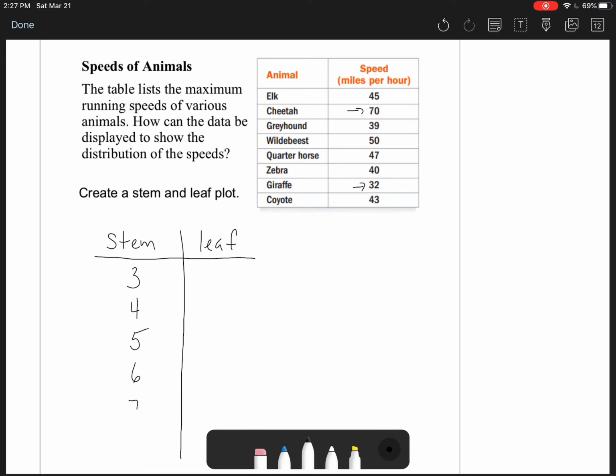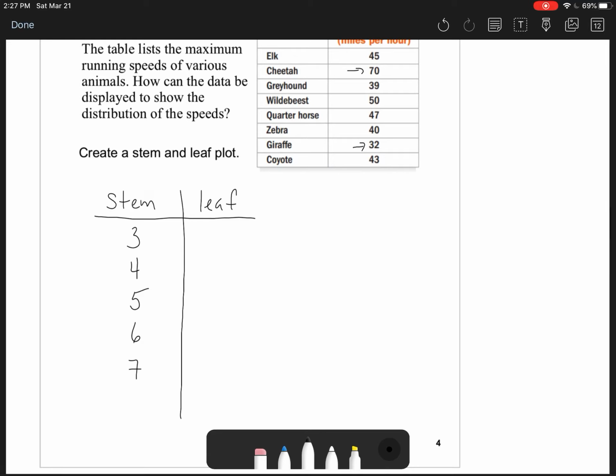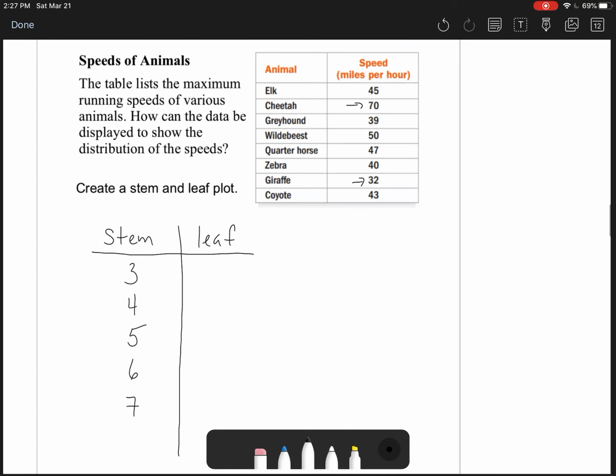So 3, 4, 5, 6, 7. Now, even if I don't have a number within a certain tens, like let's say nothing in the 60s, I'm still putting the 6 in the stem. That's important, okay? Now I'm going to go on to the leaves. You want to organize the leaves from least to greatest. Sometimes it's a little bit difficult if you have a lot of data. You can start by just writing them down as you go and crossing them out, and then organize them when you're all finished at the end.